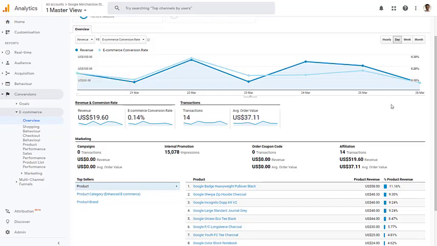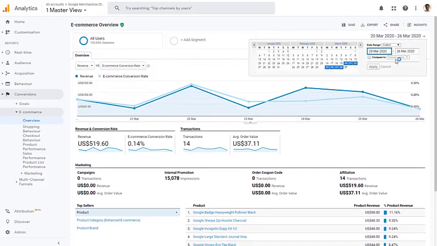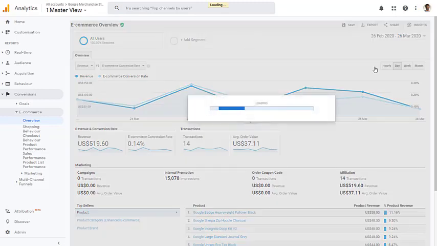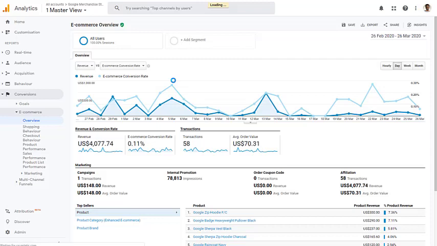How much revenue did I get? Let me change the date range to 30 days so that we have some bigger numbers. The revenue that I received, remember, revenue is not profit. Revenue is all the money that you have generated. Now you have your expenses. When you remove expenses from the revenue, what is left is your profit. So don't get confused and assume this is your profit.